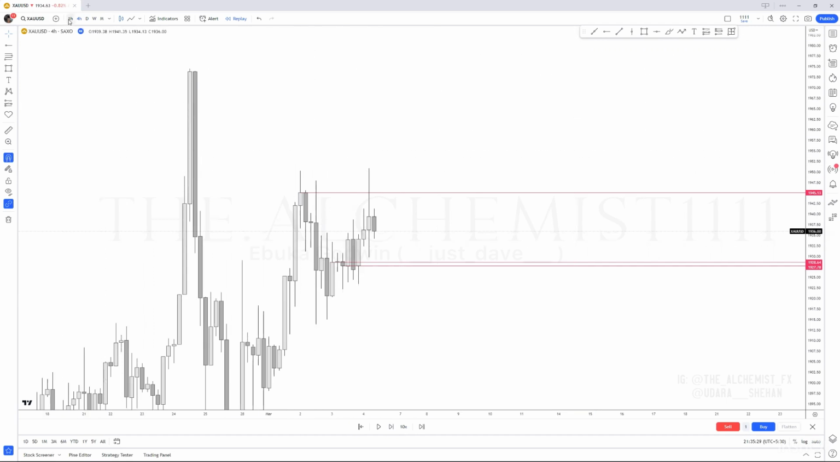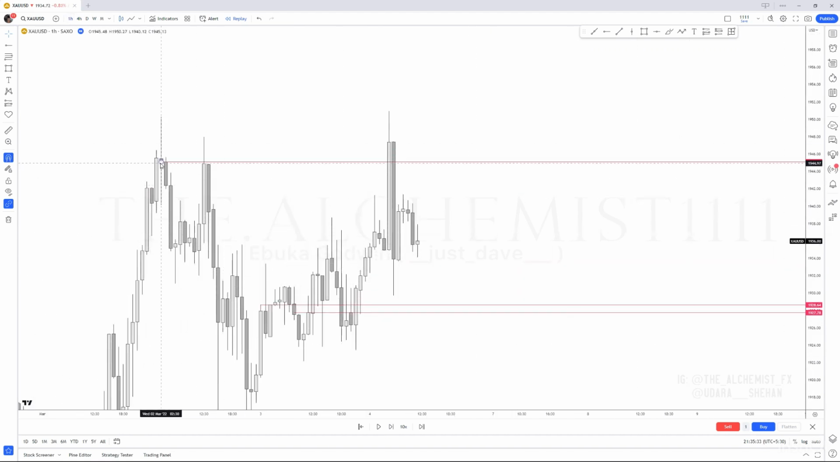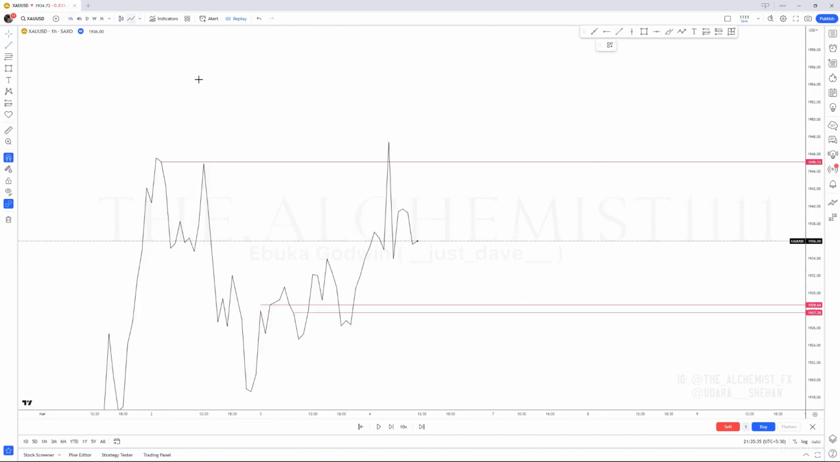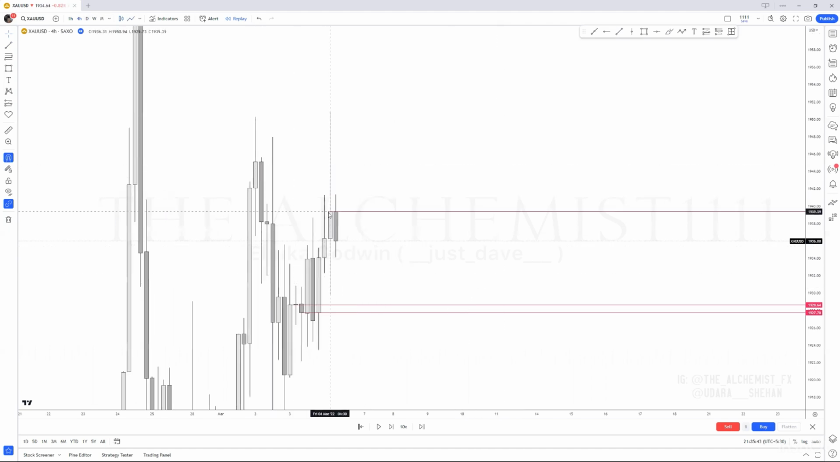This high is taken out. H1 has broken structure, right here. H1 has also broken structure. Let's go back to H4. H4 creates a new resistance here, right? Go back to H1.